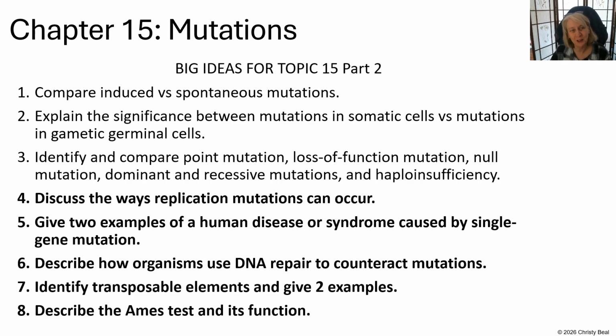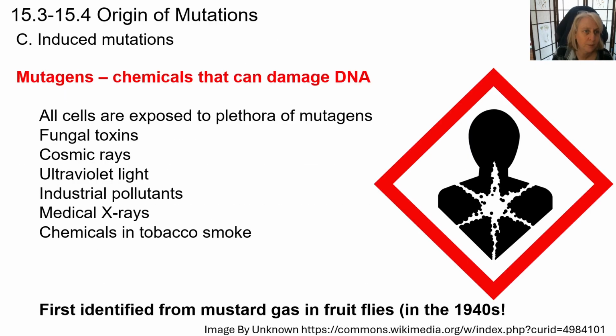Welcome back to Chapter 15, Mutations. We're going to continue on and talk about the way that mutations can occur, and then start to talk about some of the diseases that are known to arise from some of these different mutations. I want to look at some transposable elements, as well as a little bit about the Ames test and get you ready for doing the homework.